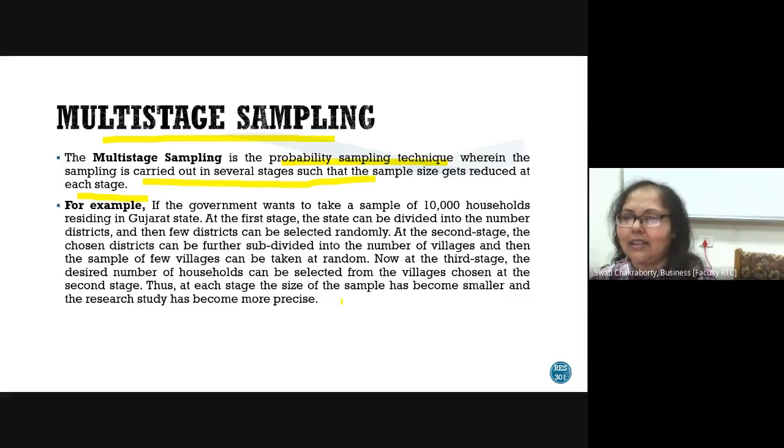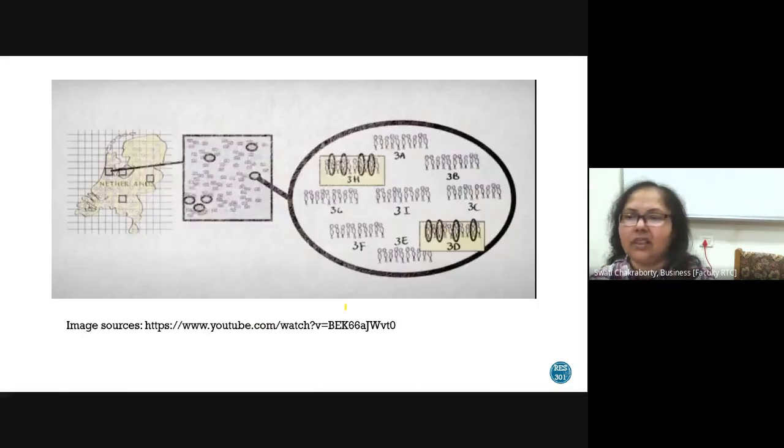are randomly selected. Second stage, the districts chosen in the first stage are further divided into a number of villages, and a sample of a few villages is chosen. Third stage, the desired number of households can be selected from the villages that are chosen. So at each stage, the size of the sample becomes smaller, and the research tends to become more precise. See this from here, how it's coming down. Slowly it comes down, right?